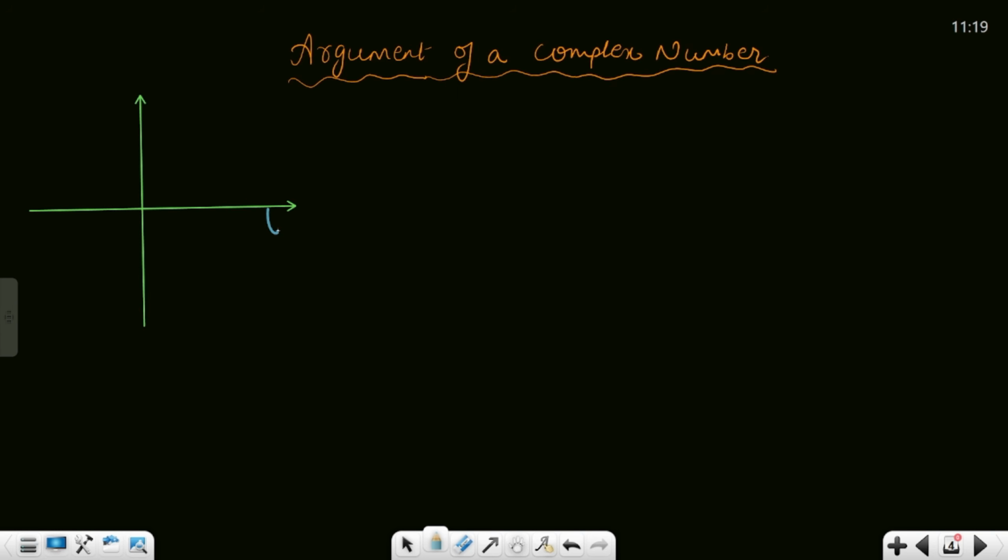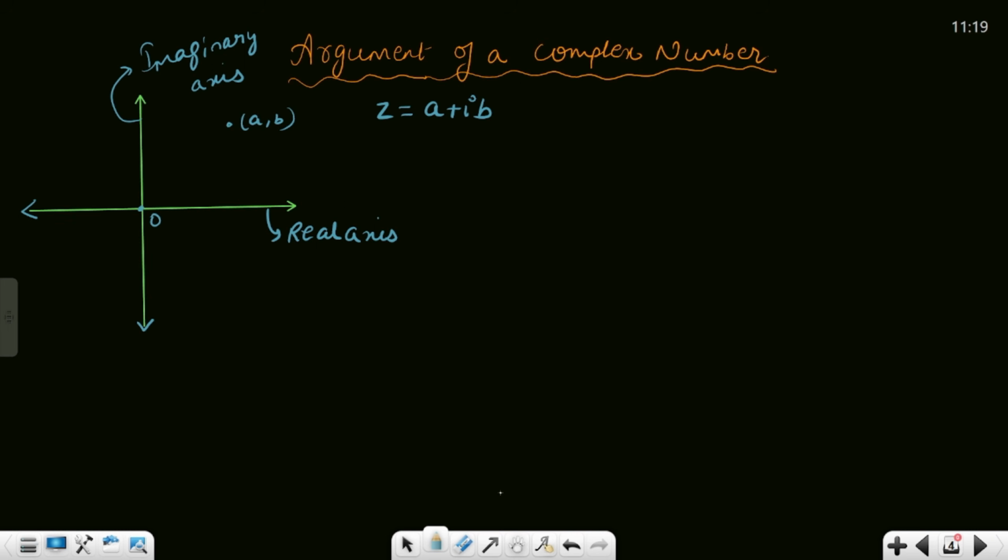This is again the same thing, the real axis, and this is the imaginary axis. This is our origin. Here we have discussed the modulus. Let's consider z equals a plus iota b, any general complex number, where a comma b are positive real numbers. So I will plot here a comma b.